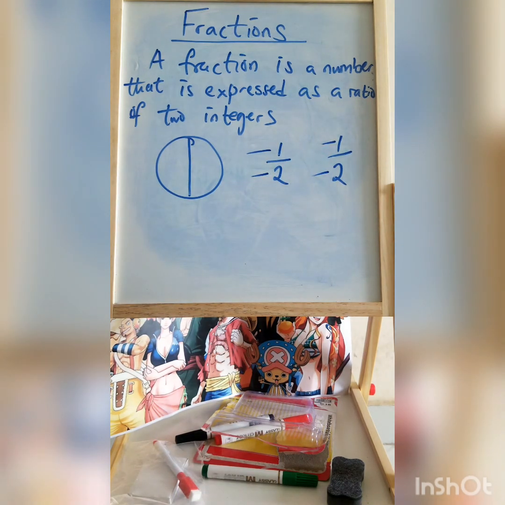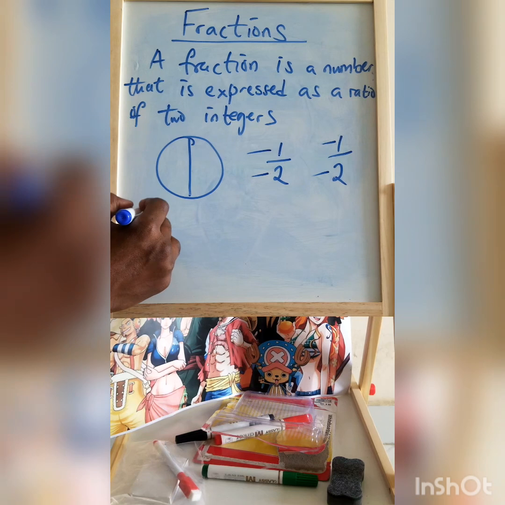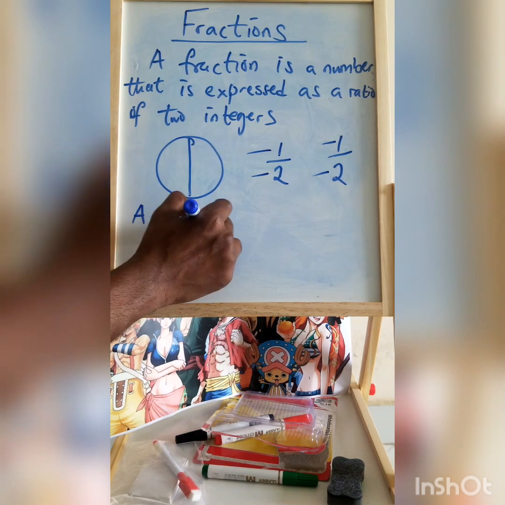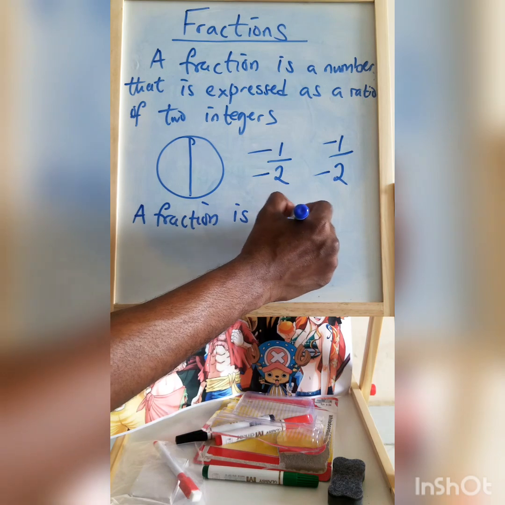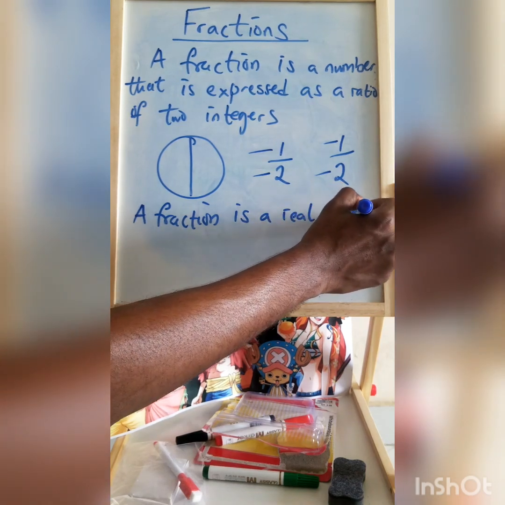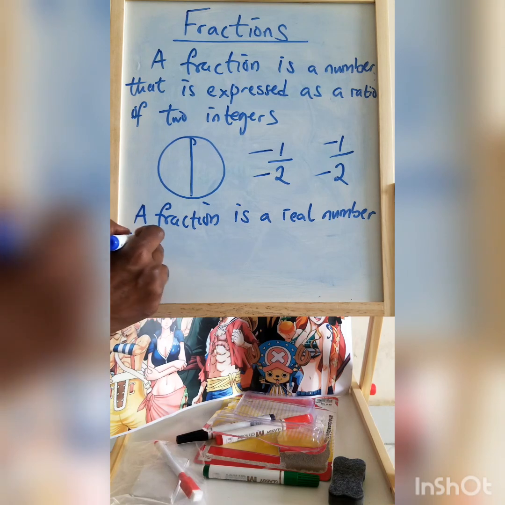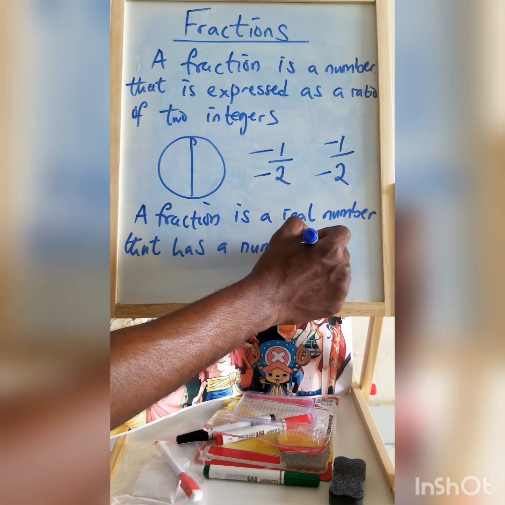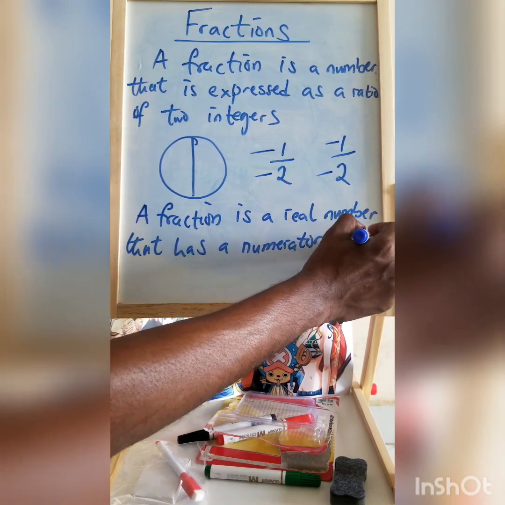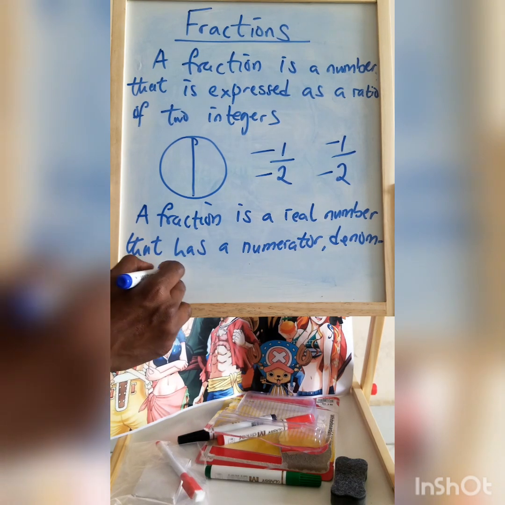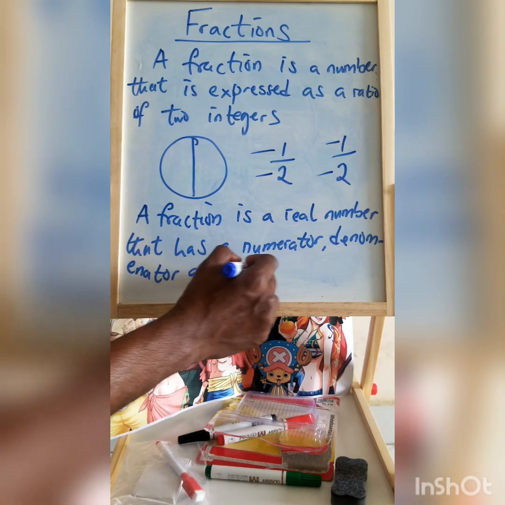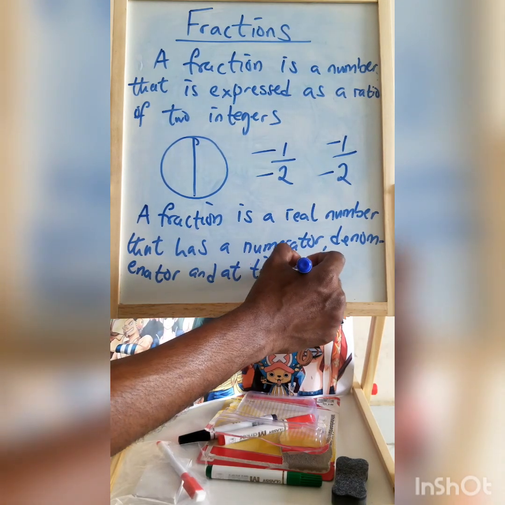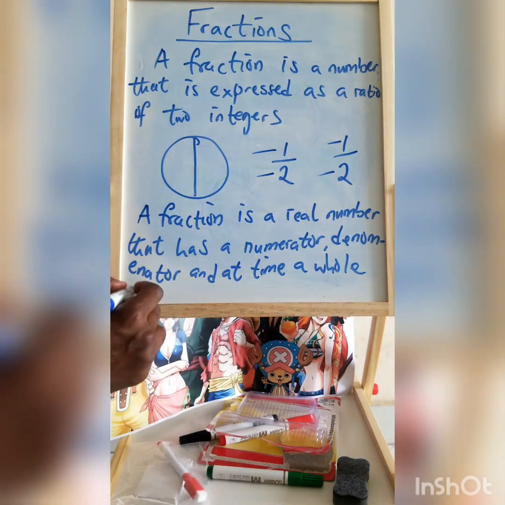Now, let me say in layman English, for kids, I always define a fraction as a real number. A fraction is a real number that has a numerator, comma, denominator, and at times a whole number.